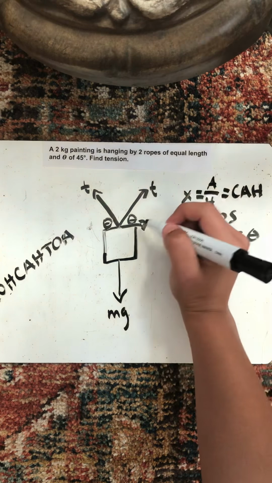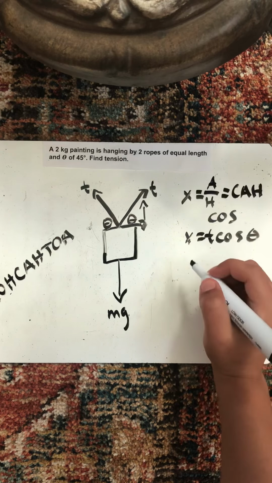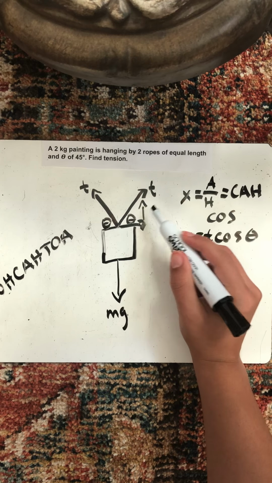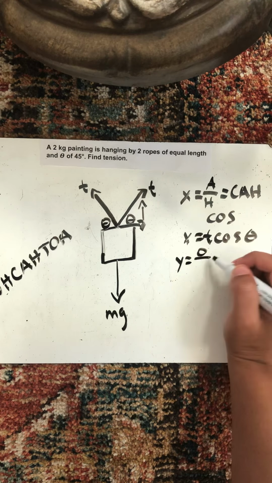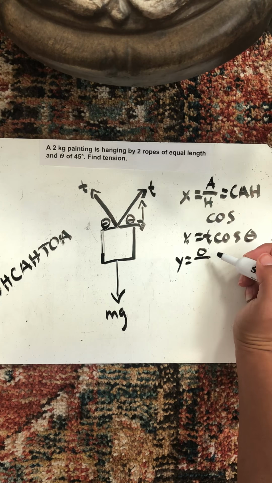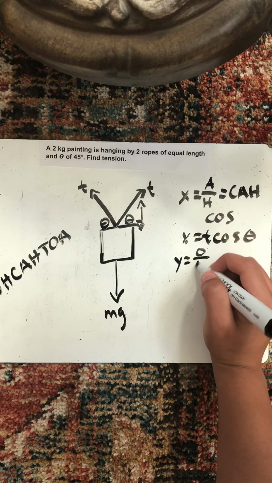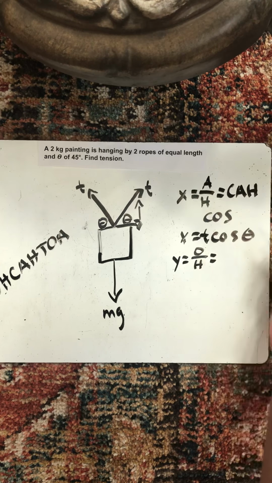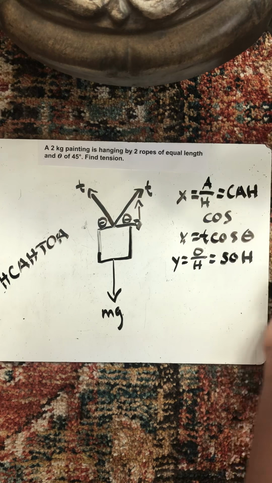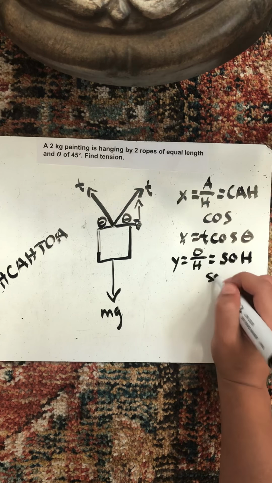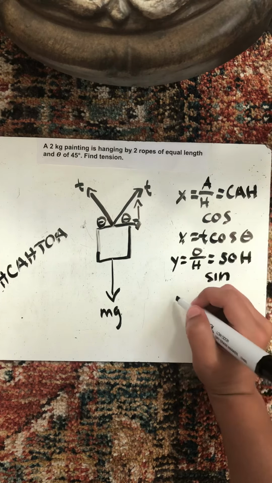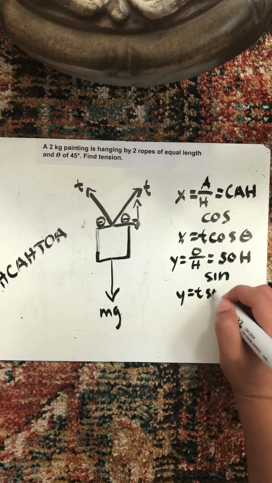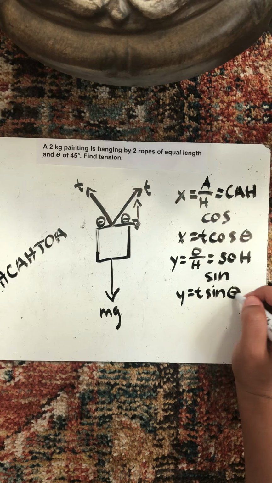Now on to your y component. Your y component is opposite of the angle, so you put an O. And since H is always in the denominator, it'll be O over hypotenuse. This goes into SOH, so, or sine. This means that your y component is going to be equal to T sine theta.